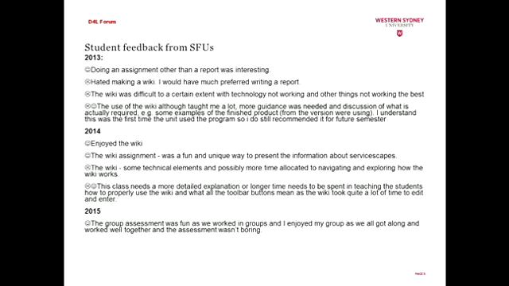A positive and negative, the class needs a more detailed explanation or longer time needs to be spent teaching the students how to properly use the wiki and what all the toolbar buttons mean. I mean, you can just... Yeah, well, anyway, the wiki took quite a lot of time to edit and enter. Well, that was the point. But anyway, this is some of the feedback.